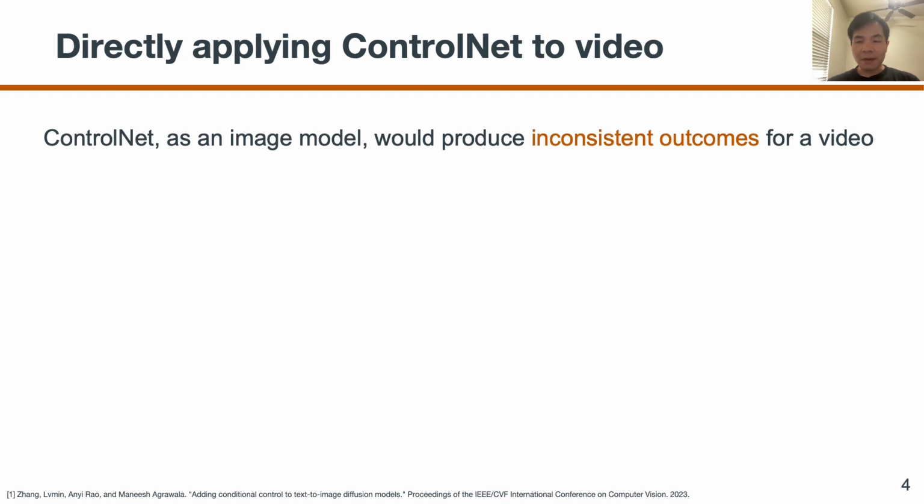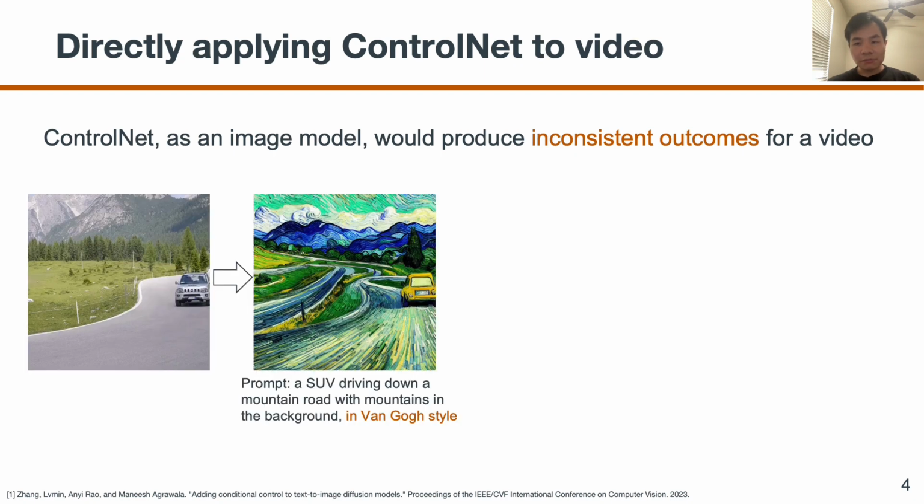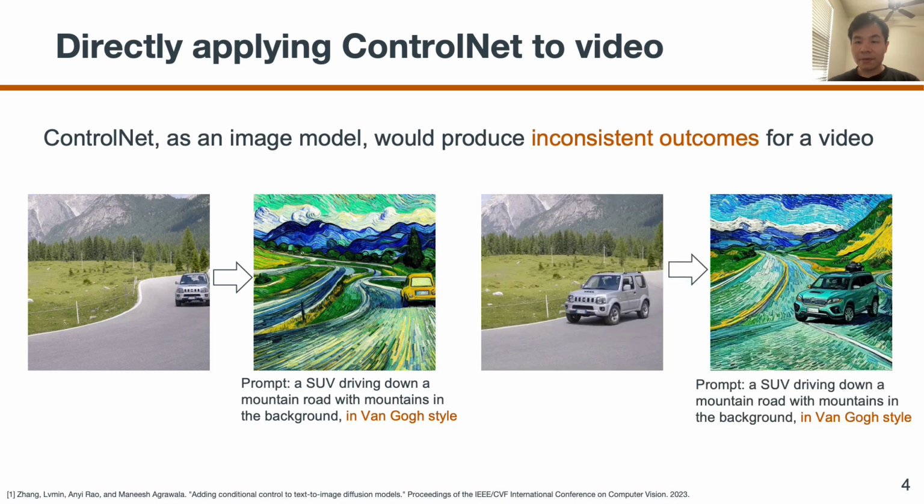However, directly applying ControlNet to video could produce inconsistent outcomes. For instance, we want to transfer a video of an SUV into one in ghost style. If we look at the first frame, it looks great, right? We transfer the second frame, it also looks great. But if we look at details like the color of the car and the road, they are totally different. If we stack all these frames together, it will be very flickering.